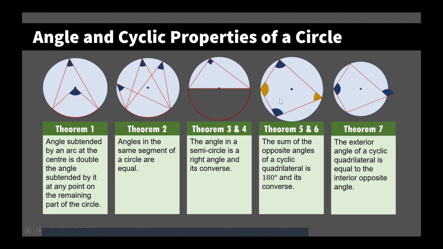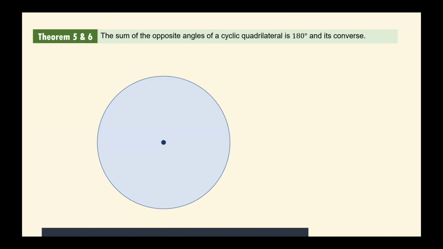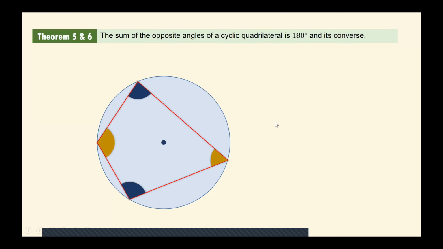In the next theorem, a cyclic quadrilateral is a quadrilateral whose all four vertices lie on the circumference of a circle. Opposite angles of a cyclic quadrilateral are supplementary. That means they add up to 180 degrees.